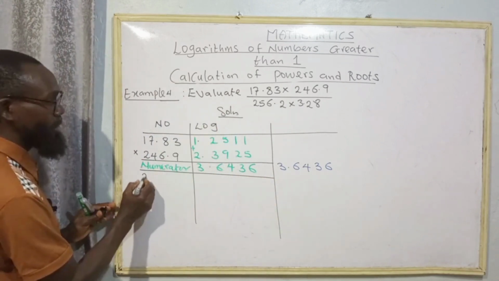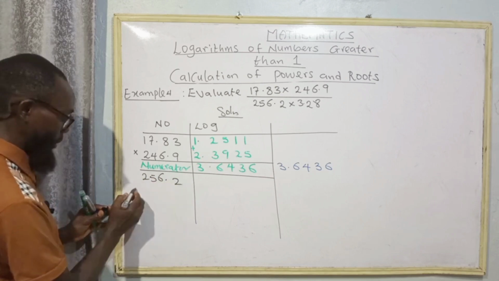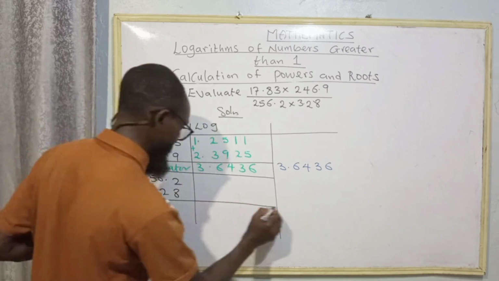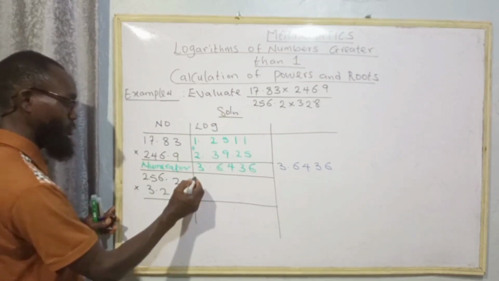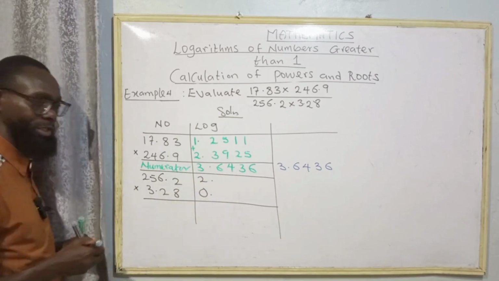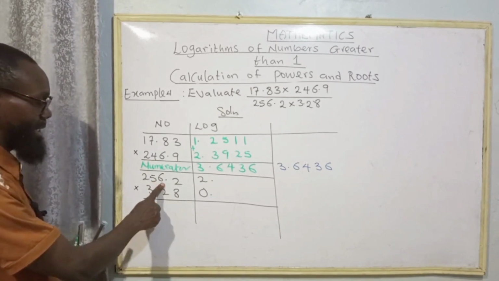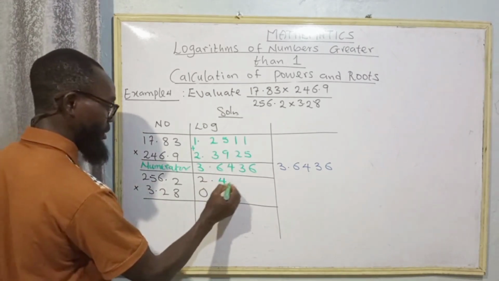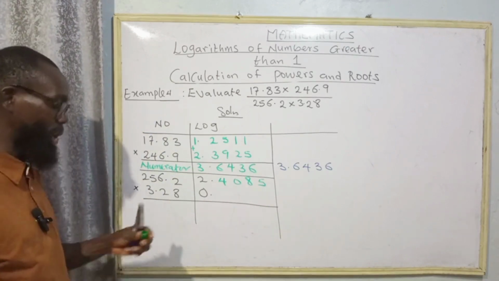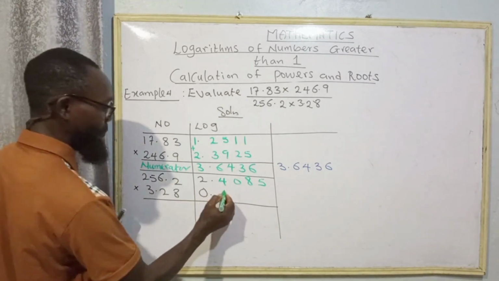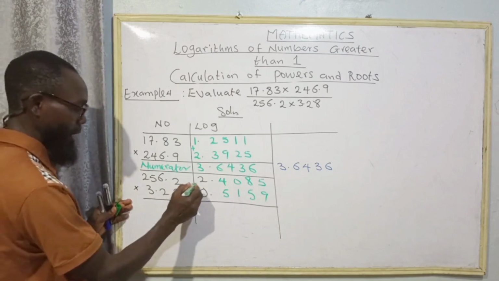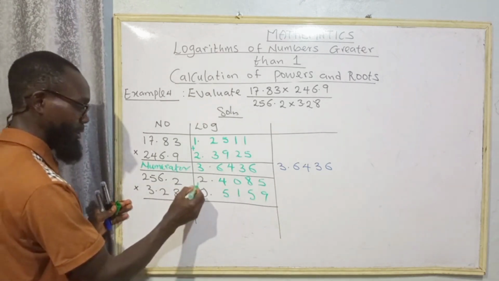Now for the denominator, we have 256.2 multiplied by 3.28. Now the integer of the first one, we have 2 points. And the second one, we have 0 points. Now we check our logarithm. 25 under 6, difference 2. We have 4085. Now let's check our logarithm. 32 under 8. We have 5159. Then this multiplication changes to addition.